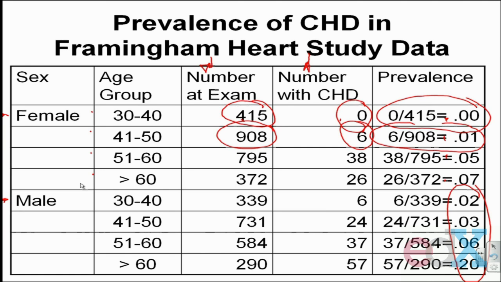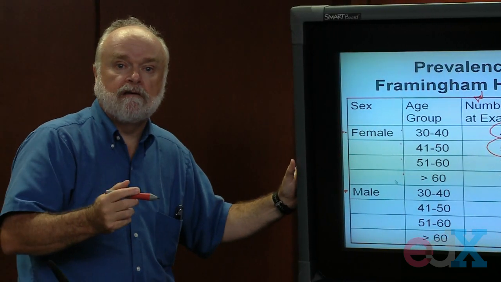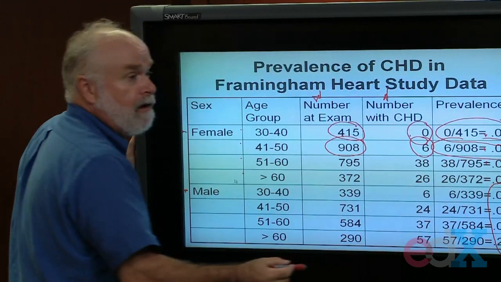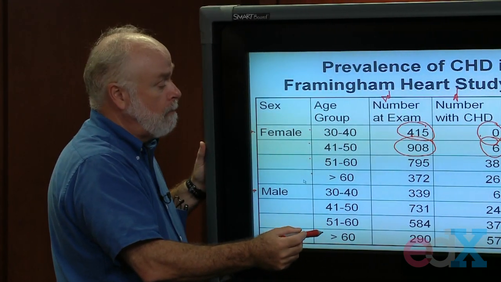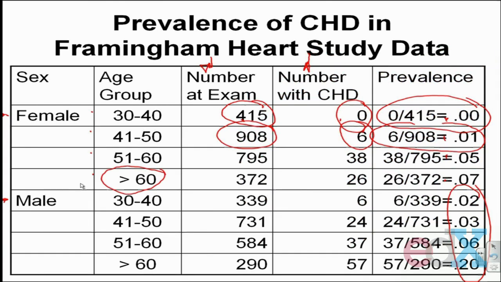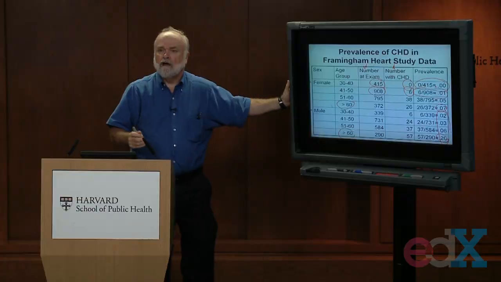Also, notice, fix any one age group and compare the prevalence of coronary heart disease among men to that among women, and you'll see that for any age group, the prevalence of heart disease among the men is higher than the women. So, for example, among the people who are older than 60 years of age, among women, 7% of them have coronary heart disease, but among men, 20% of them have coronary heart disease. Much higher for men than women. The same result is seen for any other age group.